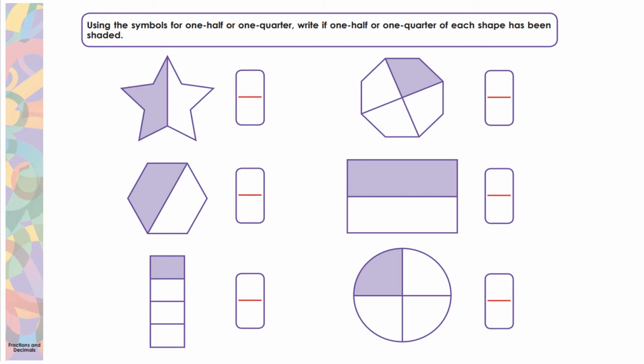So let's look at the star. The star's been cut into 2 parts, so I'm going to put 2 down the bottom, but only 1 part has been shaded in, so I'm putting 1 at the top, and that becomes a half, and it is, so we've coloured in a half. This is a really easy task. It won't take you very long.